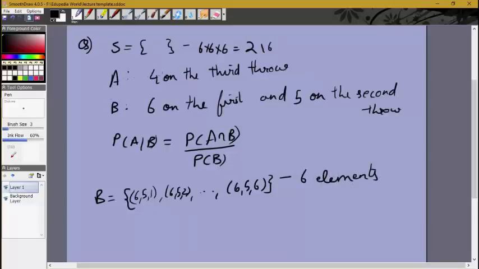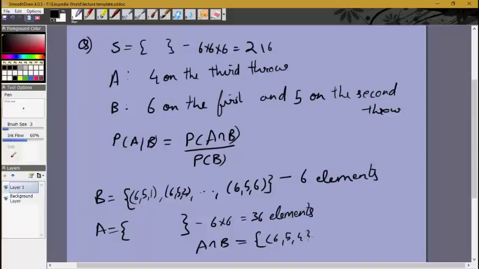Then A needs to have 4 on the third throw. So for A, the first one could be anything, the second one could be anything, the third one has to be 4. So it will have a total of 6 into 6 is equal to 36 elements, just like we got 216 here. What is A intersection B? A intersection B is that we get 6 on the first throw, 5 on the second throw and 4 on the third throw. So there is only one element, 6, 5, 4. One element.